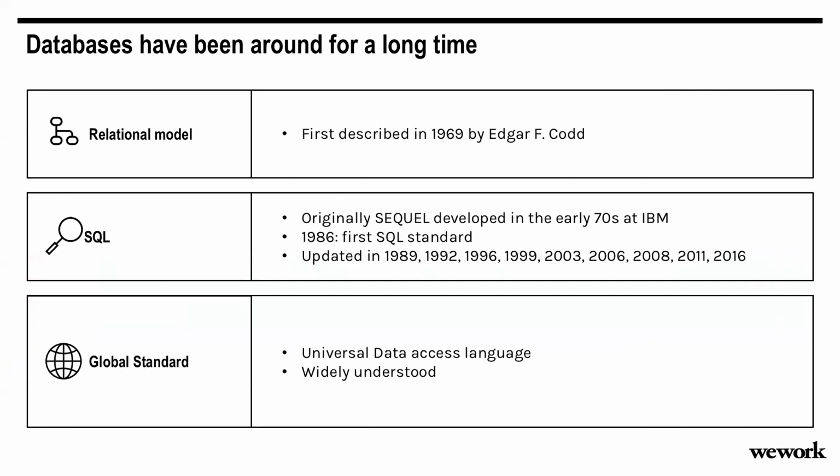And so let's look at what we have. We have the relational model, first described in '69. SQL came soon after that in the early 70s, and then it was standardized in '86, and I listed all the years there have been revisions. So it's been around for a long time. And over that time, it became a global standard. It's a universal data access language. It's widely understood, and there are a lot of good reasons for it.